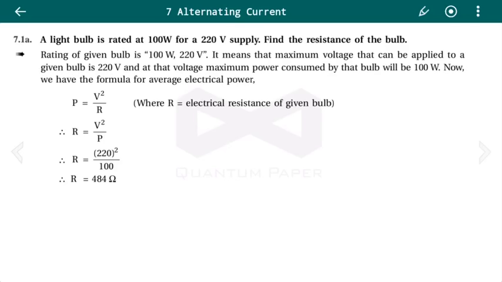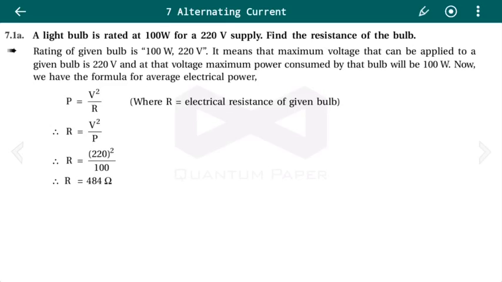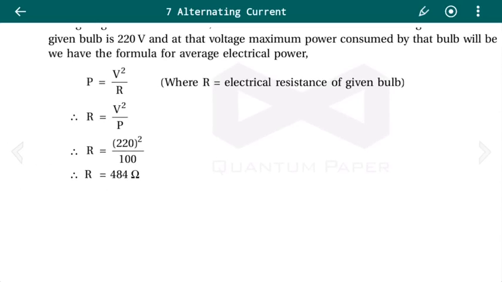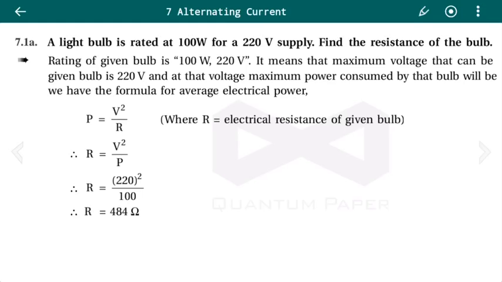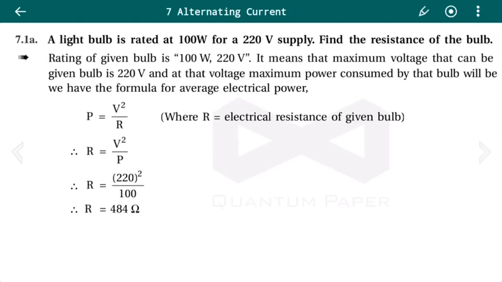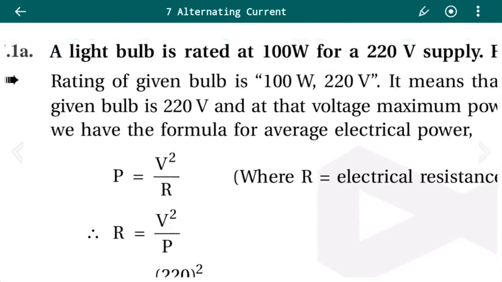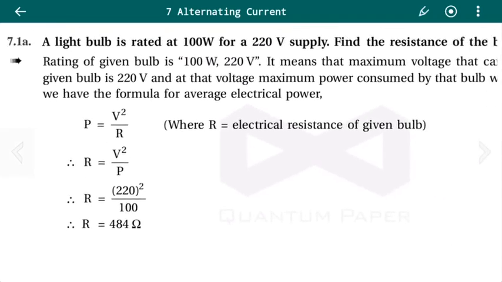So here the power is given, which is equal to 100 watt. Voltage is given, that is 220 volt, and we need to find the resistance. So we can use the formula P equals V squared by R. Taking R as the subject, R equals V squared by P. Put the values of V and P in the formula. We get R equals 220 squared by 100. When we calculate this, we get the value as 484 ohm. So students, you may copy down this.